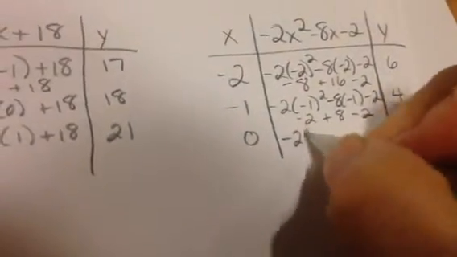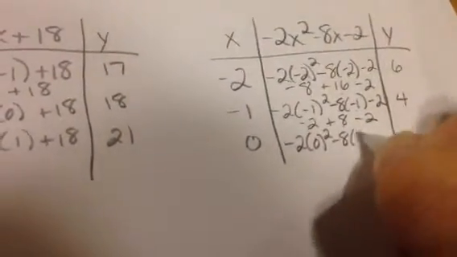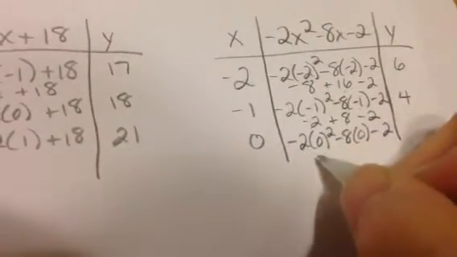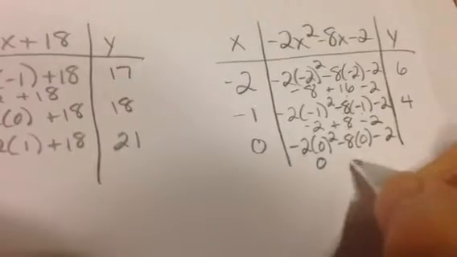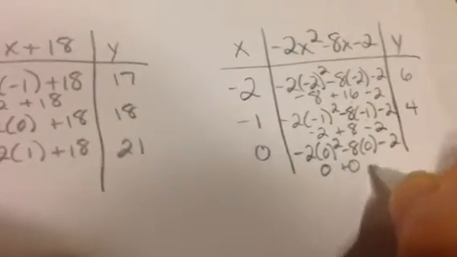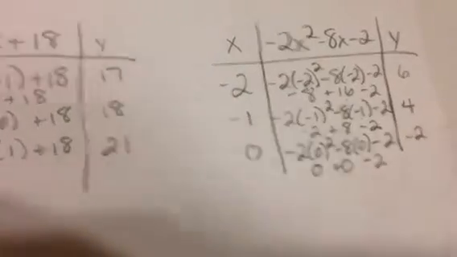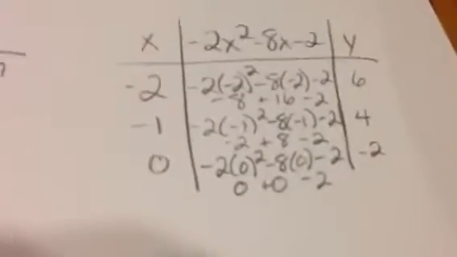And do the same with the 0. So 0 squared is 0, and 0 times -2 is 0. -8 times 0 is 0. And bring down the -2. And 0 plus 0 is 0, minus 2 is -2. And so this is the table you have in your notes.